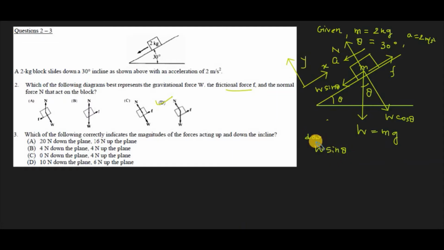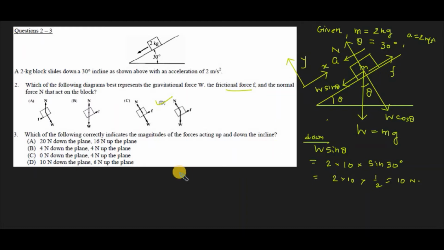This is down the incline, and w is equal to mass times gravity. Mass is 2 kg, times gravitational acceleration 10, times sine theta, and theta is given as 30 degrees. So sine 30 degrees is half, which means 2 times 10 times half, equal to 10 Newton. So that is downward. And along the upward direction, the frictional force is what we have to find out.